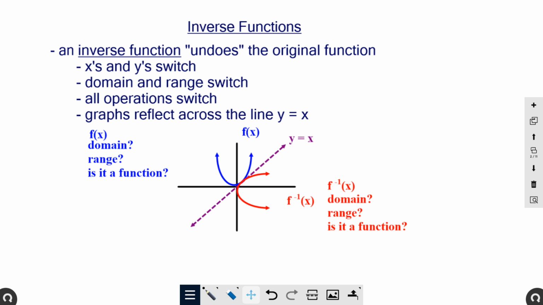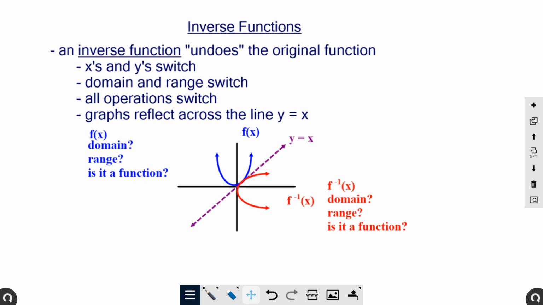So here we have two functions. This blue function is our regular old parabola, and we want to find the domain and range of that function. What's the domain of a regular old parabola that opens up like that? The equation would be y equals x squared, right? So what's the domain of it?